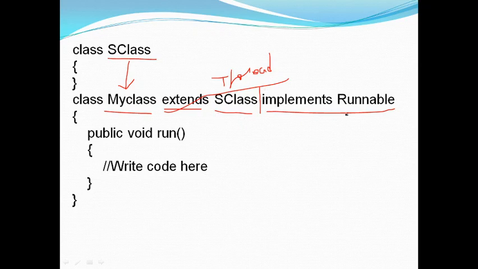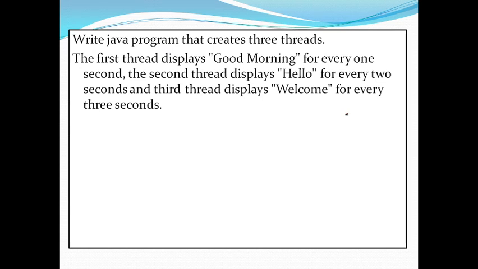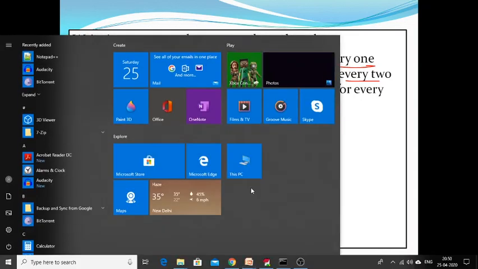So all of you understand. The next concept is, for example, you are given a question: write a Java program that creates 3 threads. The first thread displays good morning, the second thread displays hello, and the third thread displays welcome. But the condition is that good morning has to come every 1 second, hello every 2 seconds, and welcome every 3 seconds. Like that, the delay has to come.